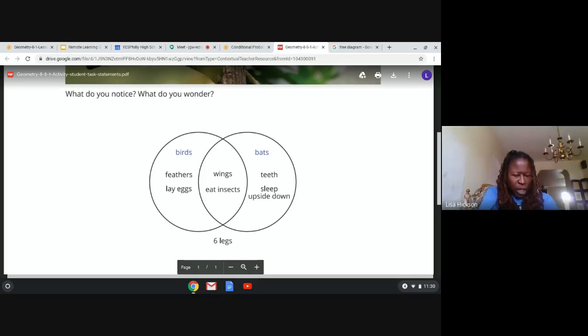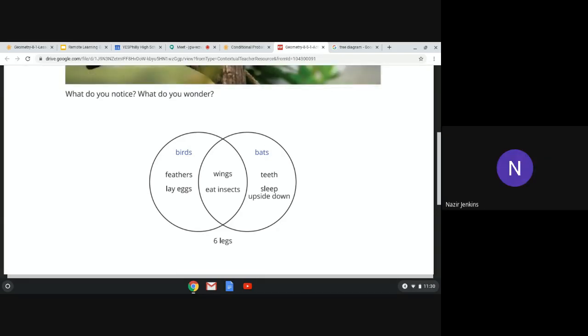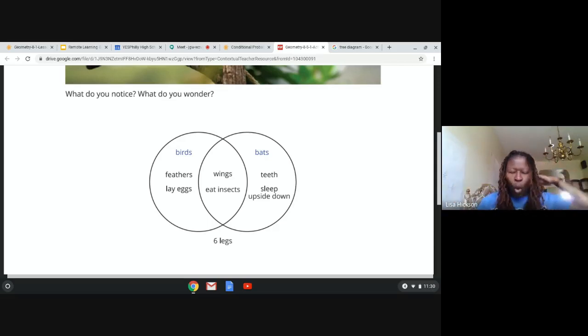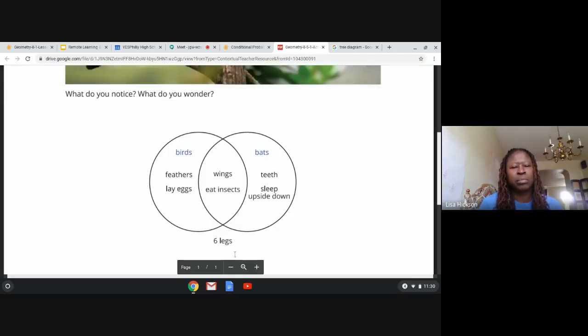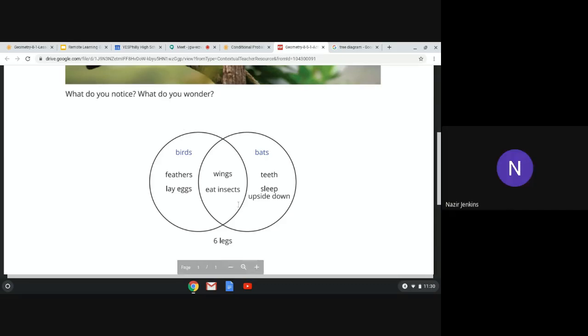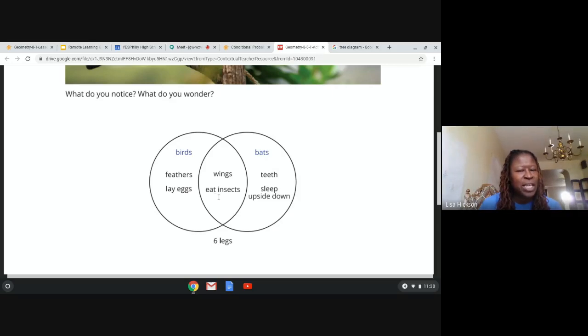All right. So again, blue words. What are they? Birds and bats. All right. So now, what does this circle tell you about birds? Feathers and lay eggs. And what else? They have feathers, they lay eggs. What else? It's this whole circle. Wings and eat insects. That's right. They have wings and they eat insects.